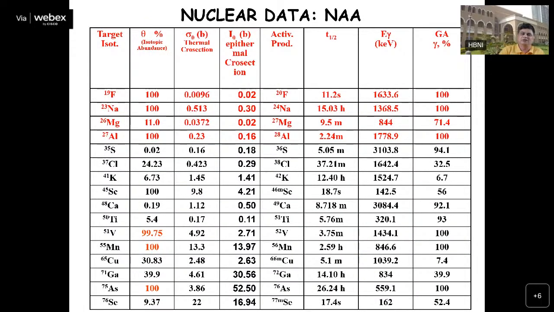So these are the nuclear data sheets. These are the various target species, the isotopic abundance and thermal cross sections, the sigma values, and these are the epithermal cross sections. If you are carrying out any kind of epithermal activation, you need sigma in the epithermal region only. And these are the activity produced, the half-life, the gamma energies, and the gamma abundances.